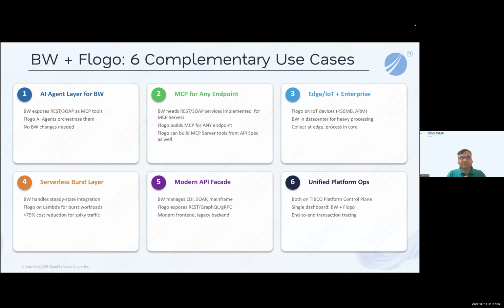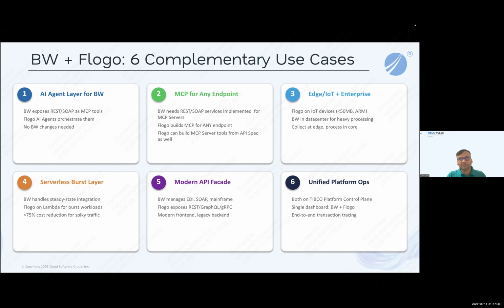So there are various use cases. Like I mentioned, you can expose BW's REST and SOAP as MCP server tools, and Flogo can act as an agentic orchestration layer, and it can invoke those BW REST and SOAP services as MCP tools, right? This way, you don't have to rewrite any of your business logic or any of your services. You can very easily build the agentic layer around that.